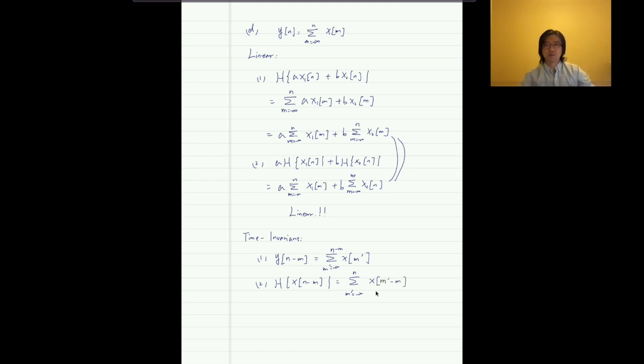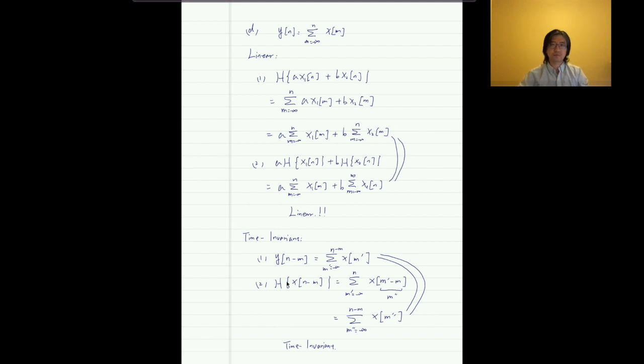Okay, so now let's do a substitution of the variable here. How about we let this guy equal m double prime? Okay, so now m double prime, summation from negative infinity to, also m prime is n, right? Therefore, when m prime is n, m double prime would be what? n minus M, right? And now we can write this. Okay, so clearly these two guys are equal, therefore it is time invariant.